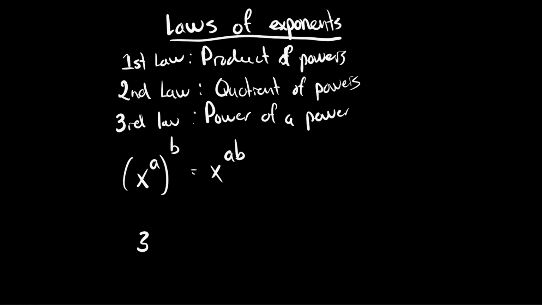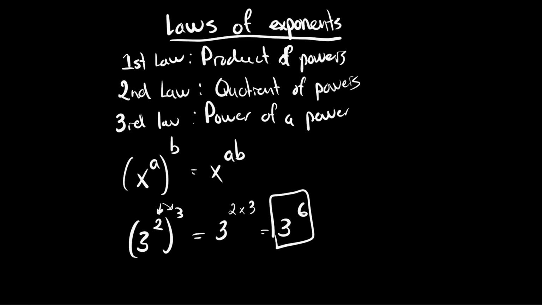Let's say we have 3 to the power of 2 to the power of 3. Now we can apply the law and we'll keep the same base, but then we're going to multiply. So we're going to have 2 times 3. We're going to multiply these two exponents, which gives us 3 to the power of 6. And this is our final answer.